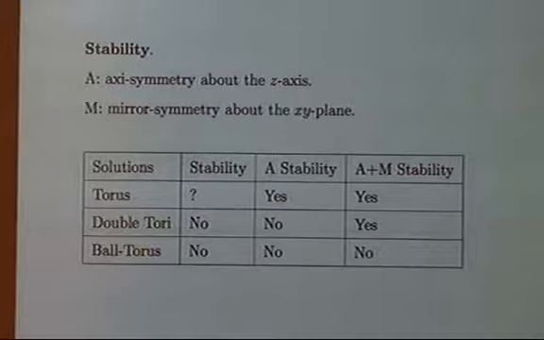In the second case, for double tori, in general it's not stable. Even if you impose axisymmetry, this one again is unstable. But if you impose both axisymmetry and mirror symmetry, then it becomes stable for the double torus. And for the third solution, the ball-torus is not stable in any of these classes.